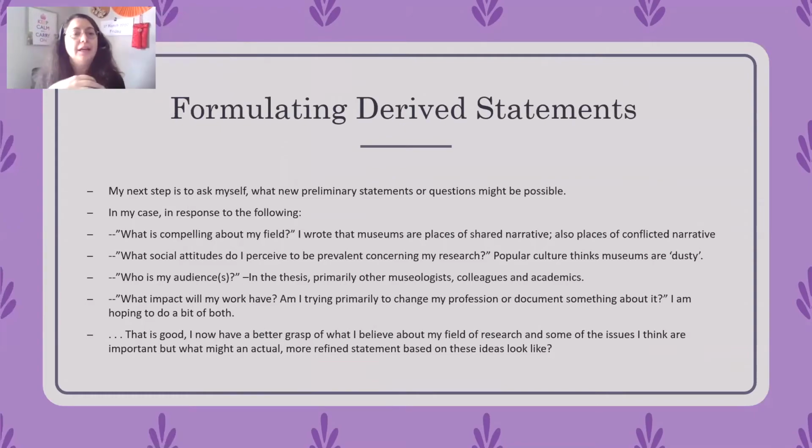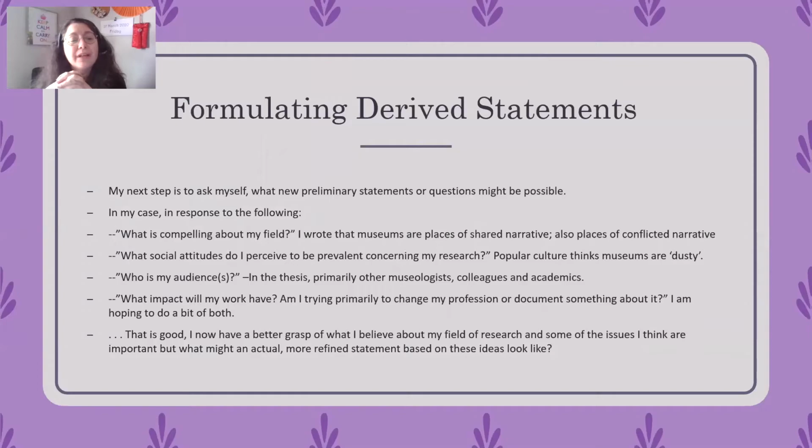My next step is to ask myself what new preliminary statements or questions might be possible. In my case, I responded with the following. So what is most compelling in my field? I wrote, museums are places of shared narrative, also places of shared conflict. What social attitudes do I perceive to be prevalent concerning my research? Popular culture thinks museums are dusty. Who is my audience? In the thesis, primarily, I think I'll be talking to other museologist colleagues and academics.